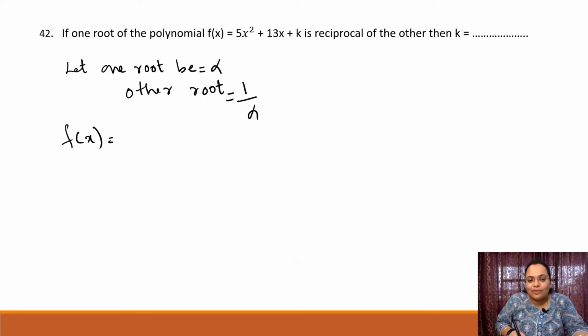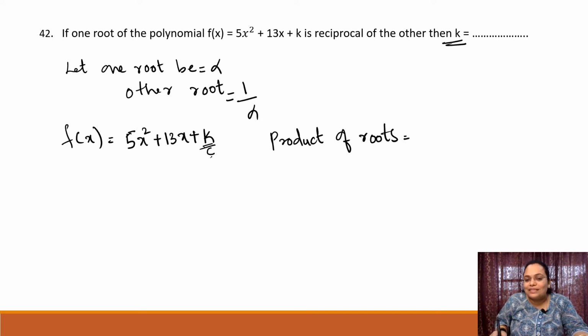So, the given polynomial is 5x square plus 13x plus k. So, you need to find the value of k. K is in the constant place. So, if you want the value of c, you will take the product of the roots. What will be the product of roots? That is alpha beta, which is c by a. So what is alpha beta? Alpha into 1 by alpha. We are just multiplying the two roots.